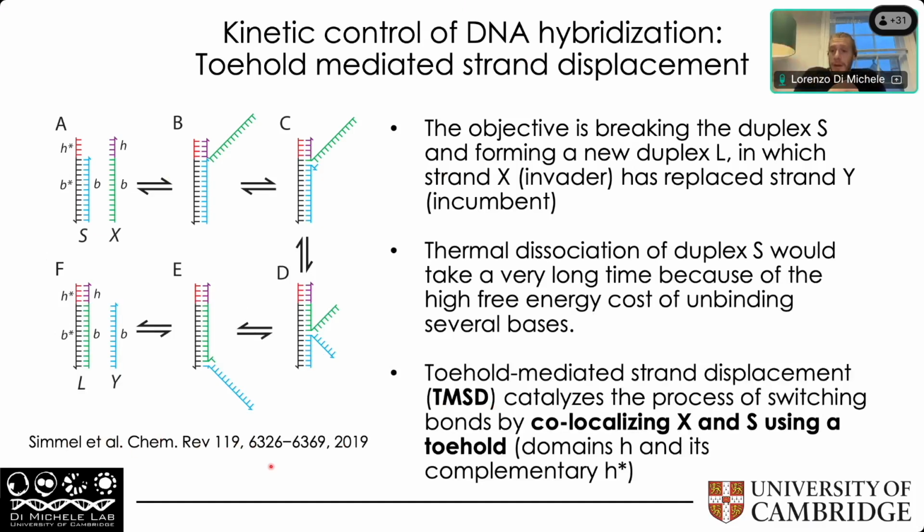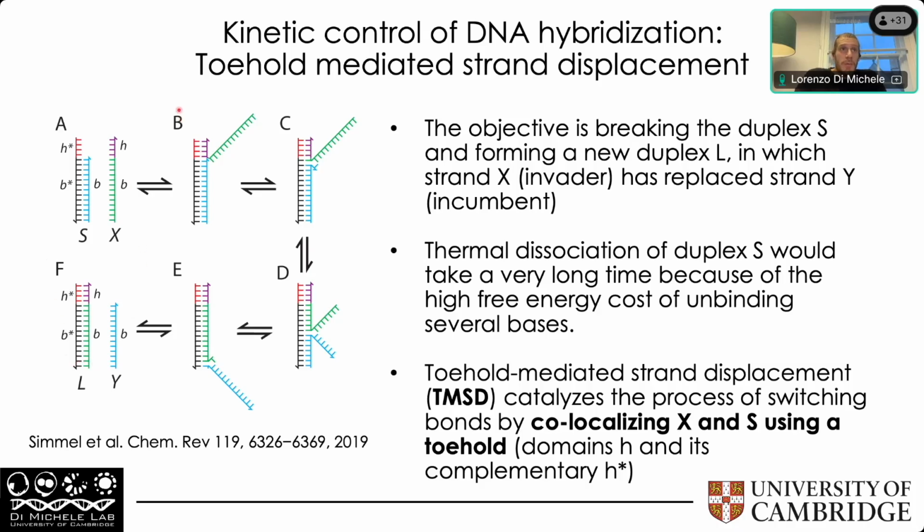So the objective here is to, again, do the most elementary operation, which is unbind a DNA duplex and form another DNA duplex. So that's what we want to achieve. And if you look at panel A here, you have a DNA duplex that we call S, formed by two molecules. And then you want to remove one of these molecules. You can call this molecule that I'm pointing at Y. And you want to replace this molecule Y with another molecule X, forming another duplex that here is called L.